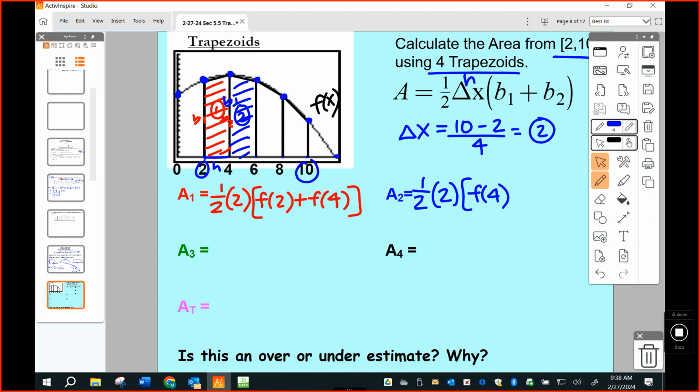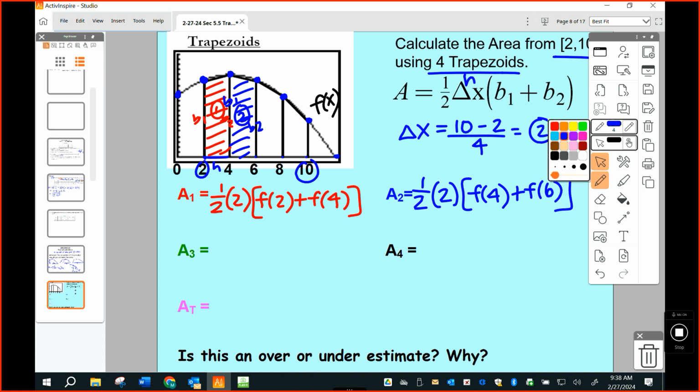They are together. So what do they share? They share a base. They share a side. Right, so this is base 2 of the first trapezoid, but this is base 1 of the second trapezoid, right? Okay, plus base 2 of trapezoid 2 is f of 6.